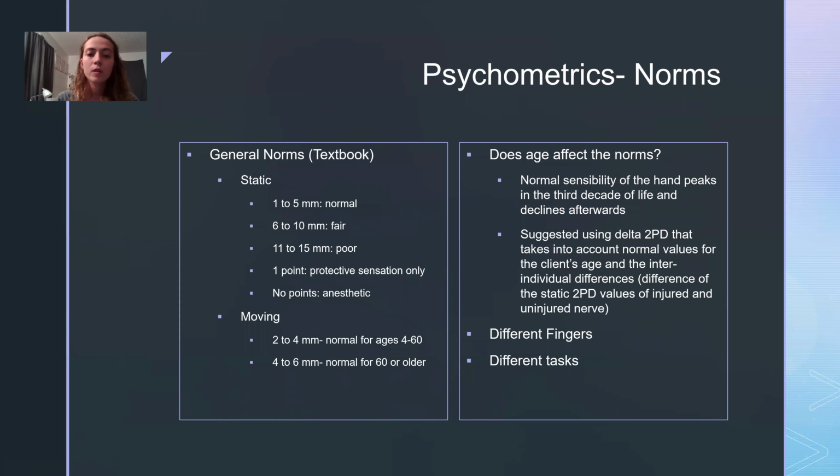For moving, 2 to 4 millimeters is normal for ages 4 to 60, and 4 to 6 millimeters is normal for 60 or older.